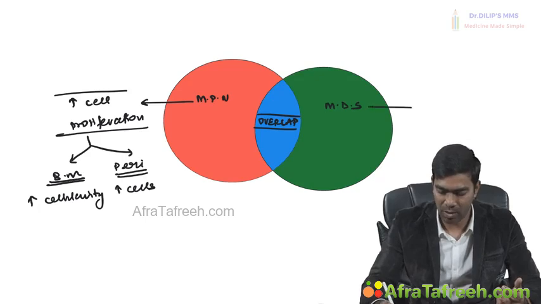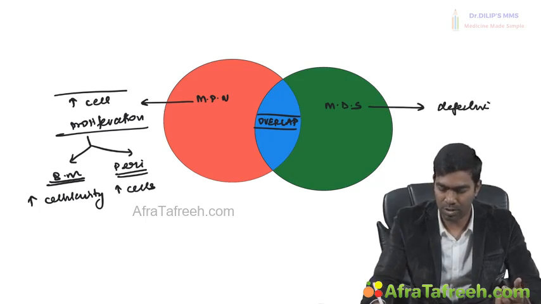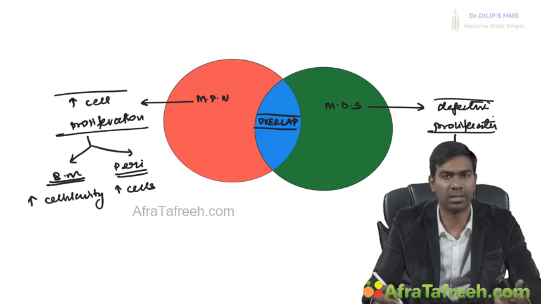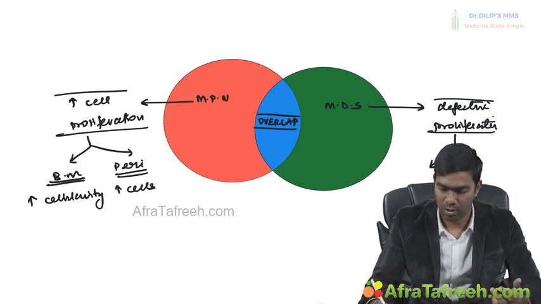But in myelodysplastic syndrome, as I told you, there will be defective proliferation and maturation. Because of that, a lot of precursor cells will go for apoptosis. So your periphery will have a low number of cells. So typically you will end up with cytopenias.